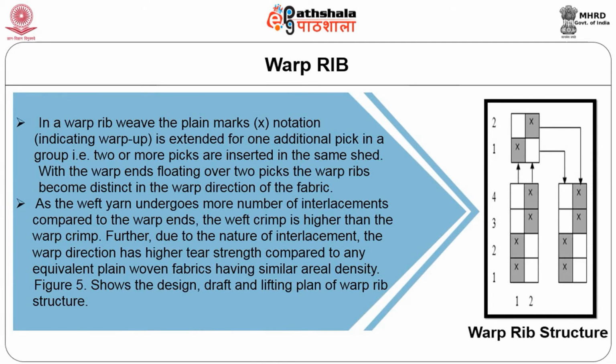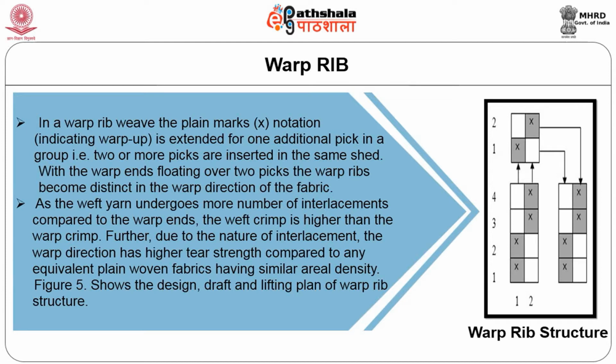Warp rib. In a warp rib weave, the plain notation is extended for one additional pick in a group, that is, 2 or more picks are inserted in the same shed. With the warp ends floating over 2 picks, the warp rib becomes distinct in the warp direction of the fabric.